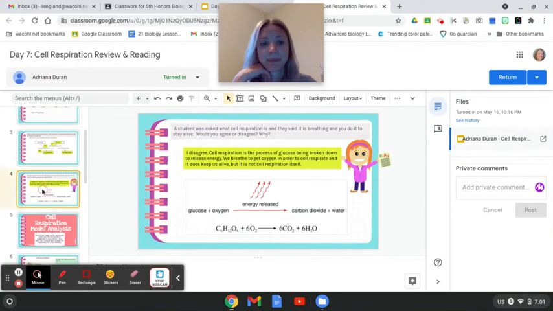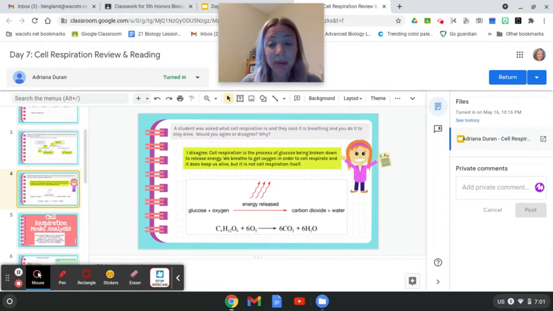Okay, this next one. A student was asked what cell respiration is, and they said it's breathing. So right there, the student has a misconception that cell respiration and the way that we use respiration are the same thing. They are not. If you're calling respiration breathing, that's just this. So is that the same thing as what happens at the cellular level? No, but they are definitely related.